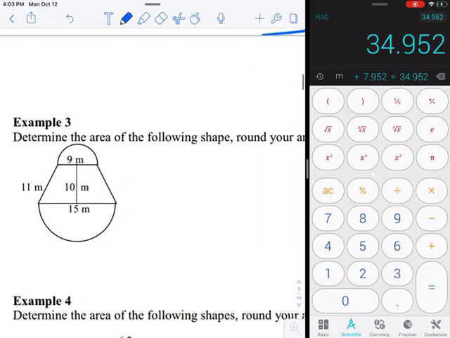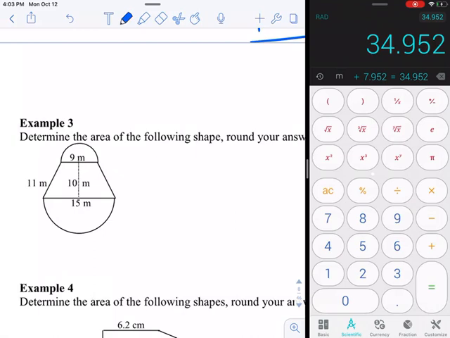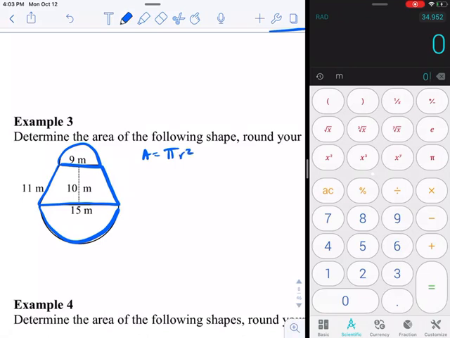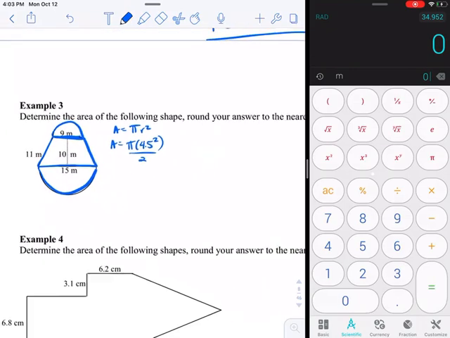Okay, here's a bit of a complex shape. We have a half circle. We have this middle shape here, and another half circle. So we're going to do the same kind of process as we did in the last question. The half circle, so area is equal to pi r squared. And the radius, well, the whole thing across is 9, so the radius is going to be 4.5. So pi times 4.5 squared divided by 2, because it's a half circle.